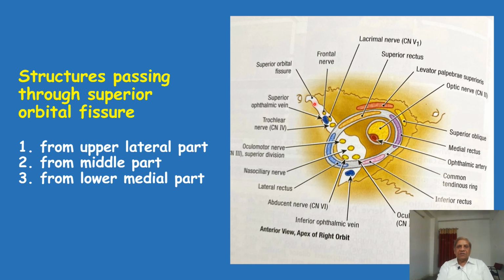So these are the structures which are passing through the superior orbital fissure and the optic canal. I hope that you have got all the questions which are possible in the orbit, that means the contents of the superior orbital fissure.